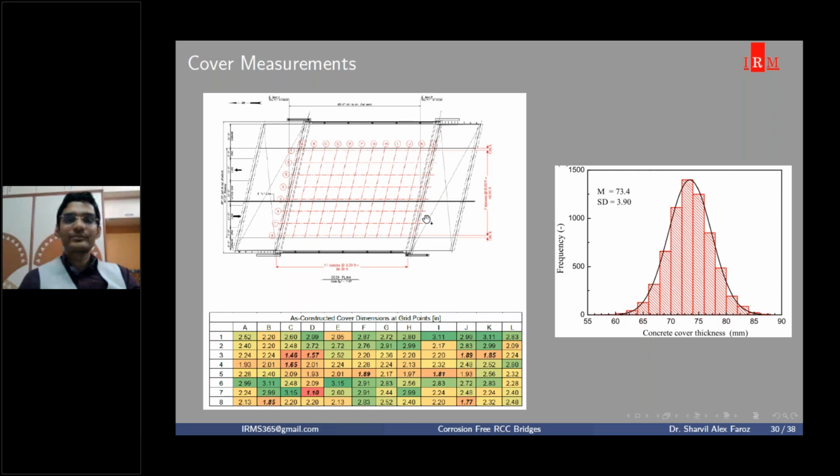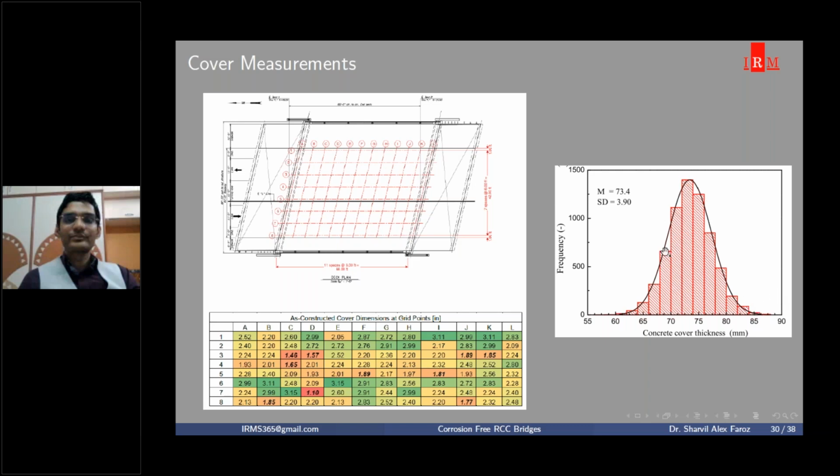This is one of the wall faces which you can see here, and we are making a grid on this concrete surface, and at the intersections, at the grid points, we are measuring the concrete cover. The table below is the data that has been collected, and the figure on the right hand side shows the frequency distribution, or probability distribution, of the data that we have collected.